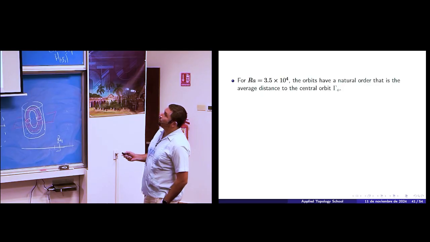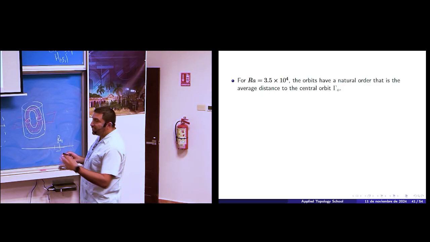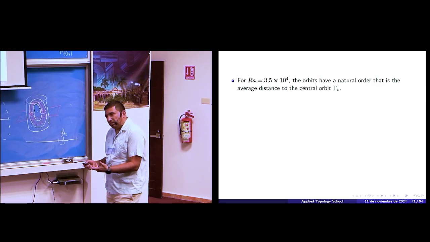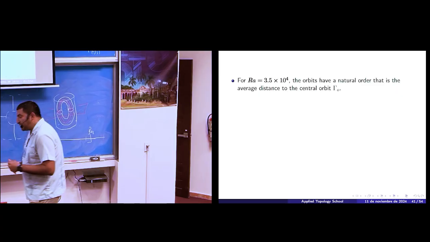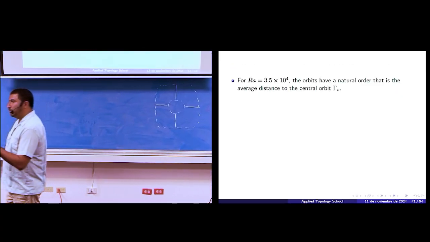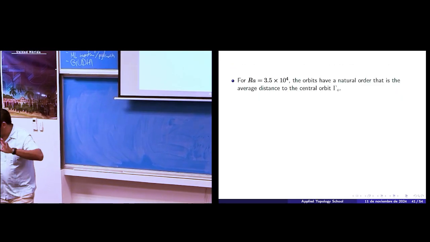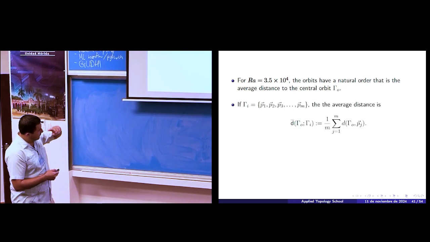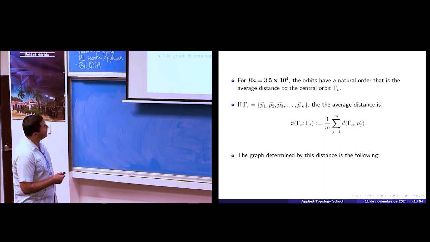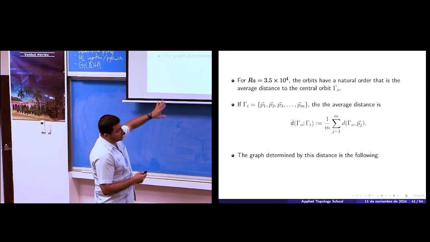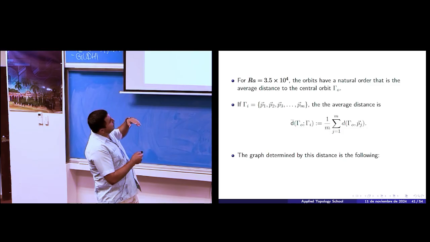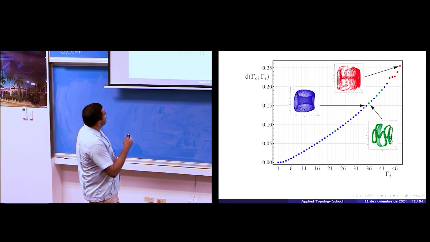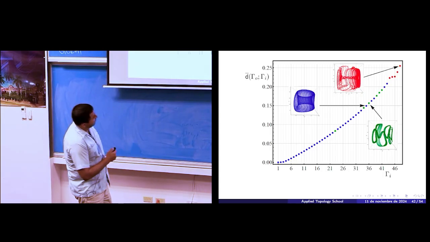Okay. In the first case, when the flow is laminar, the orbits have a natural order, which is the average distance to the central orbit, to the orbit which we determine like a black point. Do you remember? Okay. And this is the formula when we obtain the average distance. The graph is determined by this distance. All the orbits are compared with the central orbit, with the central orbit which we denote gamma naught. And this is the graph.